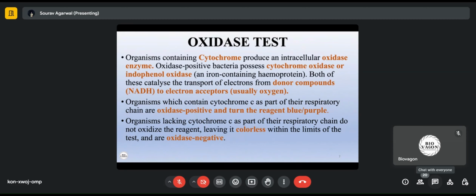So here we are checking if our microorganism has the cytochrome oxidase enzyme, like it produces cytochrome oxidase or indophenol oxidase enzyme or not. So what is this enzyme?